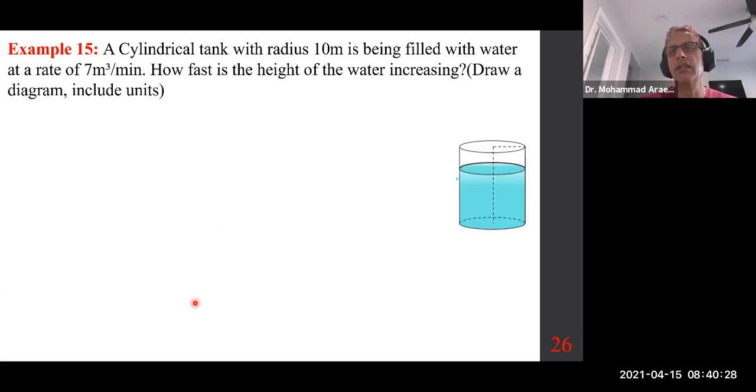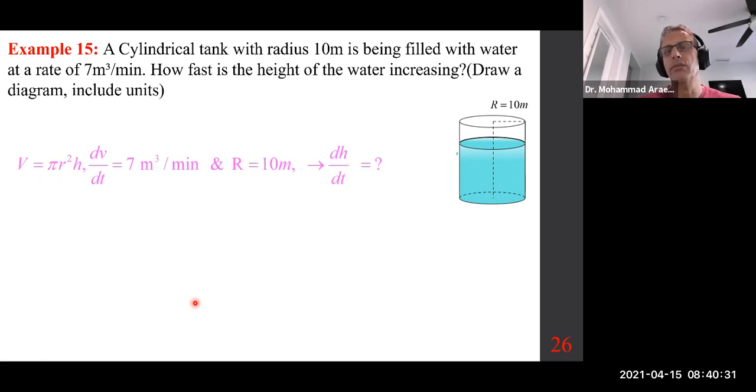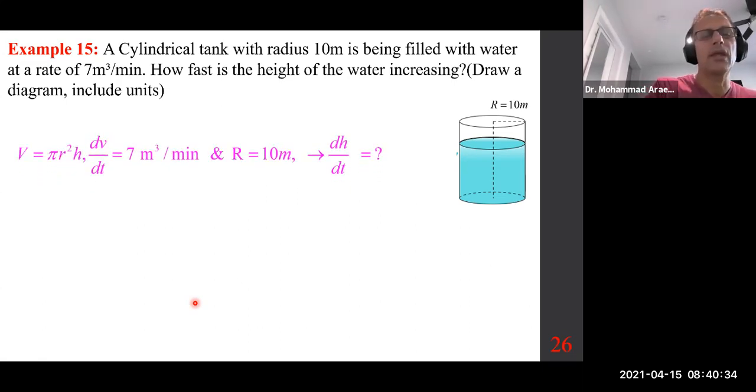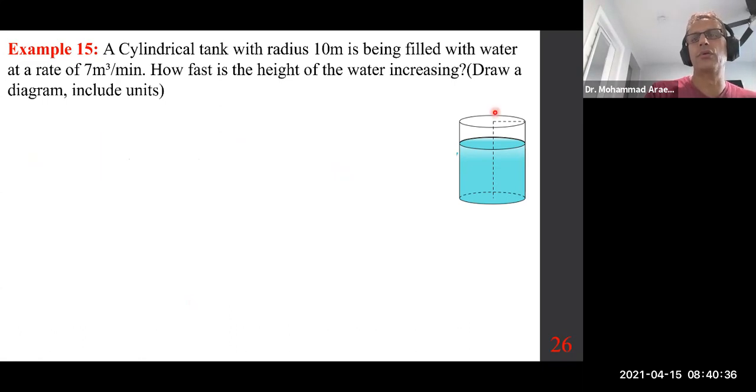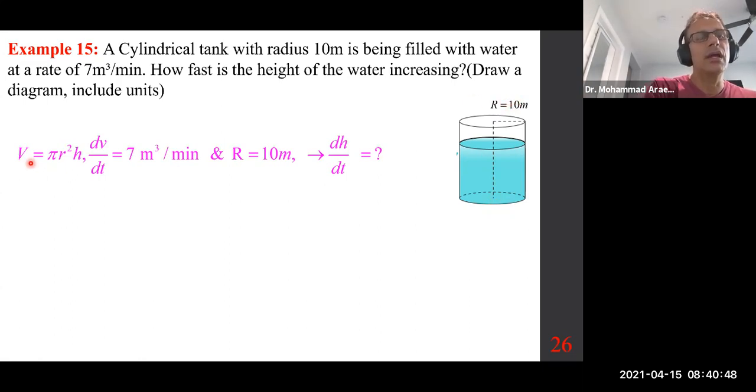So you are looking at a case like this, where the radius is fixed at 10 meters. By the way, we are supposed to know the volume of a cylindrical shape, pi r squared h, the area of the base times the height, everybody. So this is fixed at 10 meters. The volume is pi r squared h, dV/dt is 7, and you write the units, cubic meters per minute. How fast is the height? So dh/dt is missing. And we know that this is at 10 meters, fixed at 10 meters.